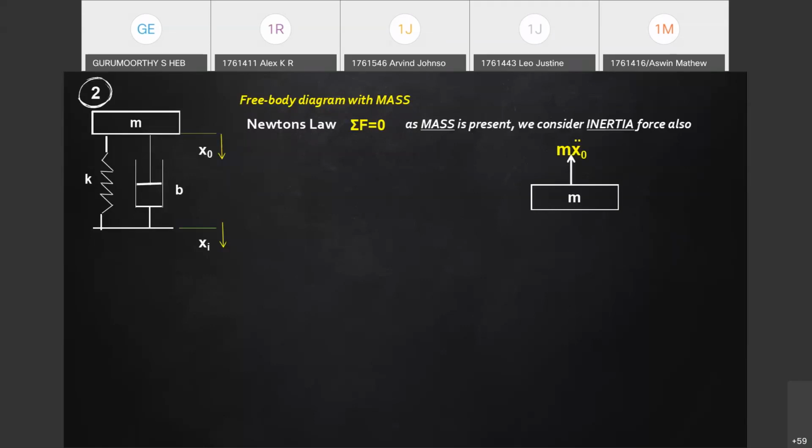Inertia is mass into acceleration. Damping force is damping coefficient into velocity. Spring force is spring constant into displacement. This is how we write. I think Dinesh has explained this to you. Damping again offers resistance to displacement. Both damping as well as spring force will not assist the displacement, whereas they resist the displacement.